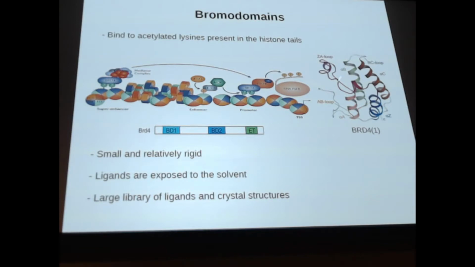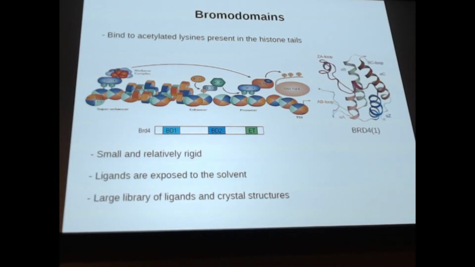This one is the most flexible part, and the part that's mostly different between all bromodomains, which is called the ZA loop. That's because this is one of the Z helix, and the other is the A helix. They're suitable for these types of calculations because they're not very big, they're small, and they're relatively rigid. So the conformational space is not that large if you can restrain it properly. The ligands are exposed to the solvent.